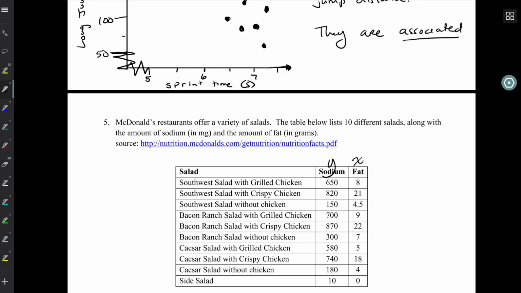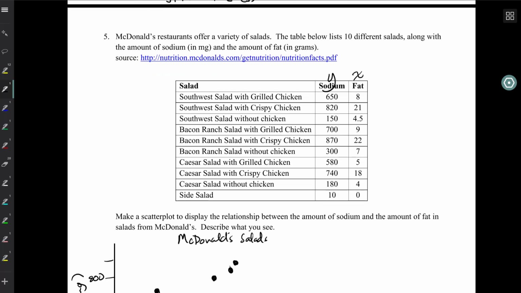Now again, if you want to see how it looks a little bit different by just changing those two things, you'll notice that the description is not going to change. So I challenge you to go ahead and try and flip them. Try to do your X as your sodium and your Y as your fat and see how we differ. Okay? Pause the video now if you need to. Otherwise, I'm going to show you my graph. Okay, let's take a look.